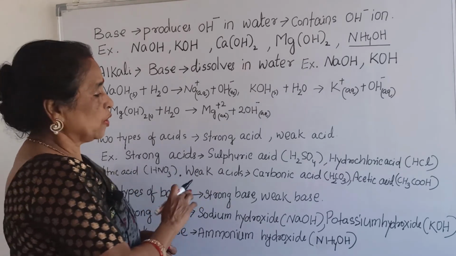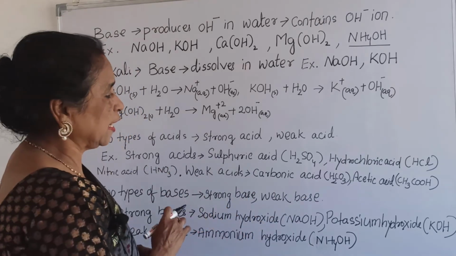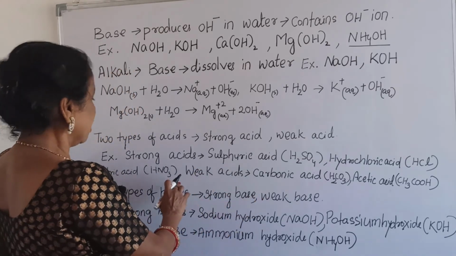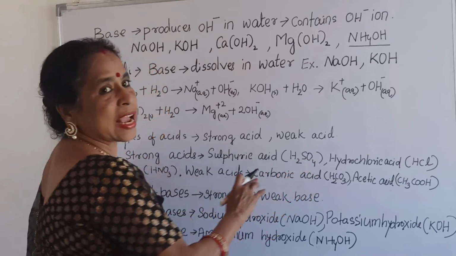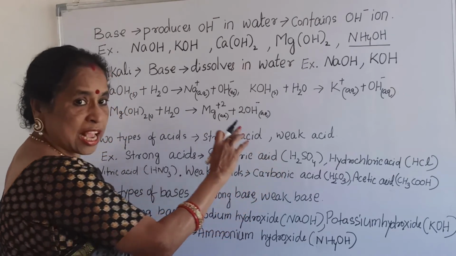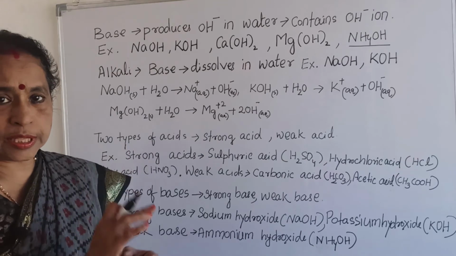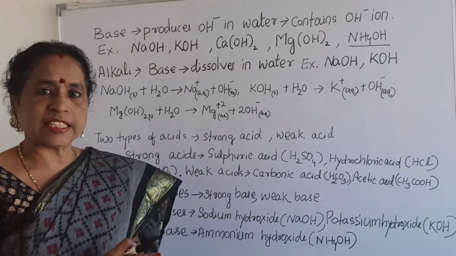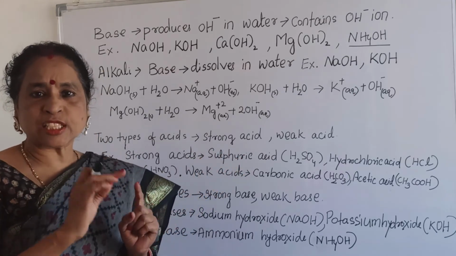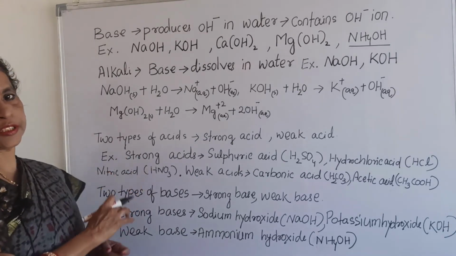Now weak acids. Weak acids here, carbonic acid. What is the formula? H2CO3. And acetic acid, CH3COOH. Again see, weak acids, carbonic acid and acetic acid. Strong acids, sulfuric acid, the formula H2SO4, hydrochloric acid, HCl, nitric acid, HNO3. Whereas weak acids, carbonic acid, that is H2CO3, and acetic acid, CH3COOH.